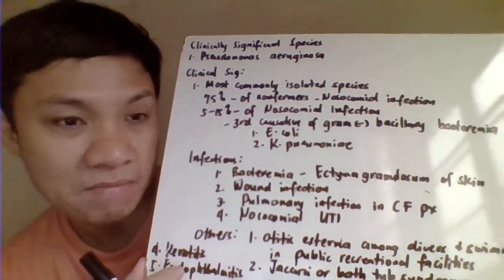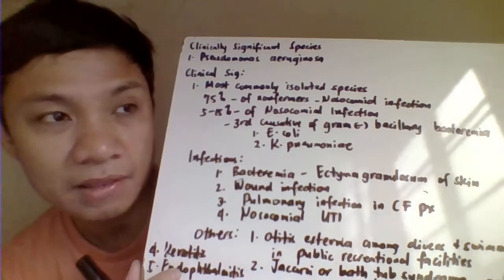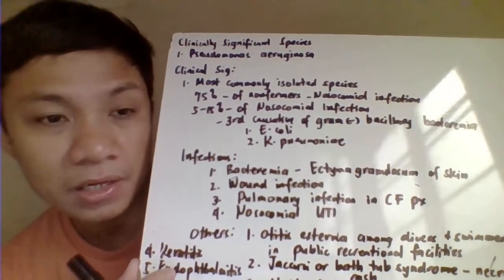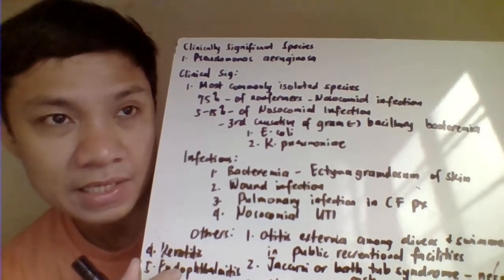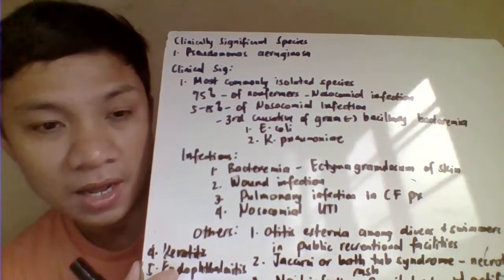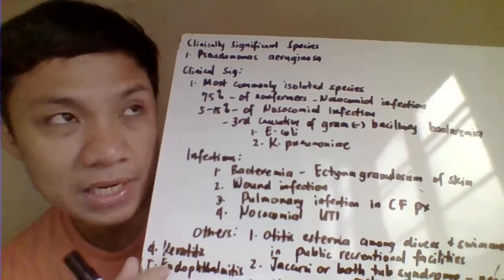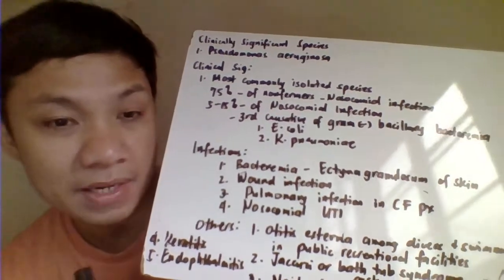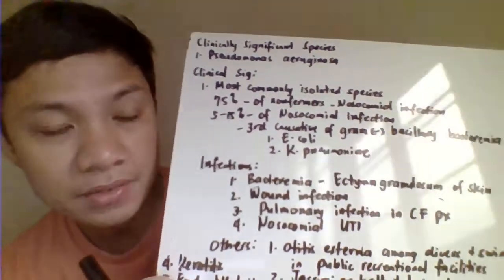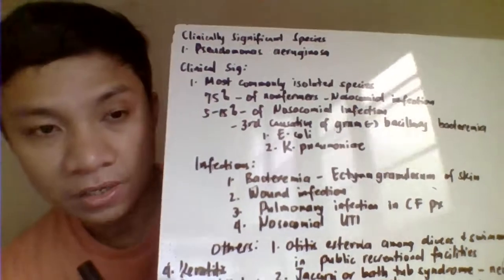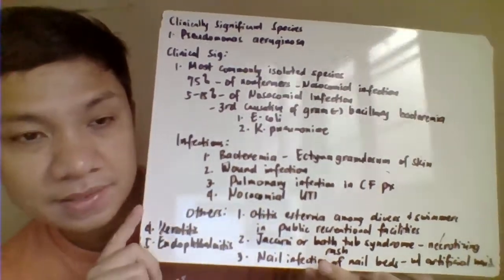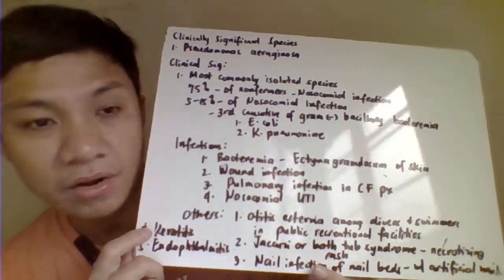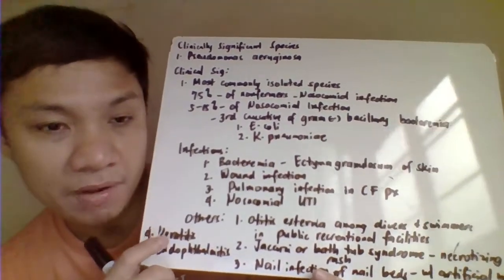The first one is bacteremia, in the form of ecthyma gangrenosum. Ecthyma gangrenosum is more of a skin infection, usually on the thoracic area and the lower extremities. Another one is wound infection. It also causes pulmonary disease among patients with cystic fibrosis. And it also causes nosocomial urinary tract infection.